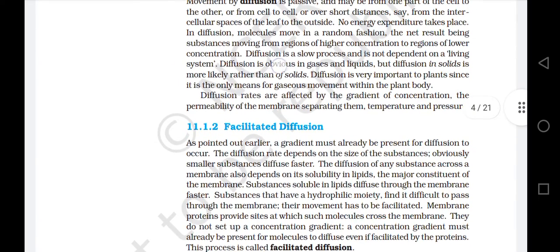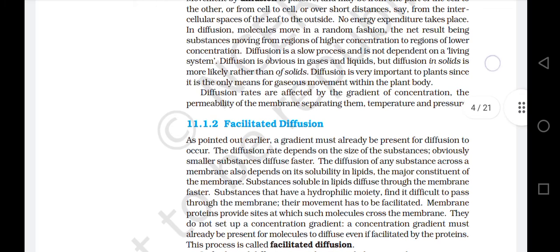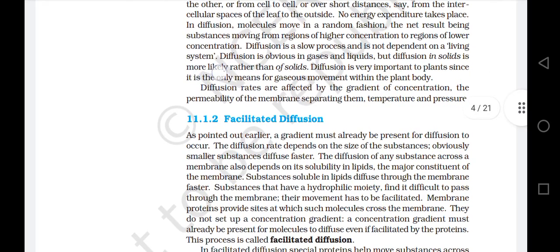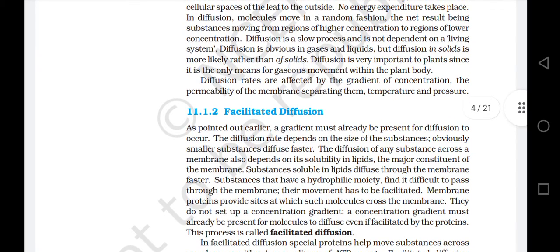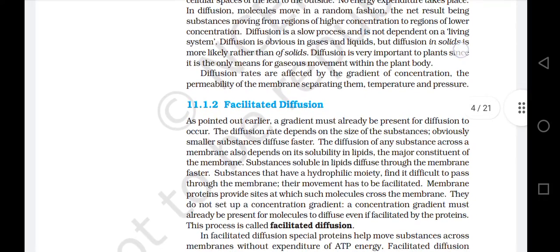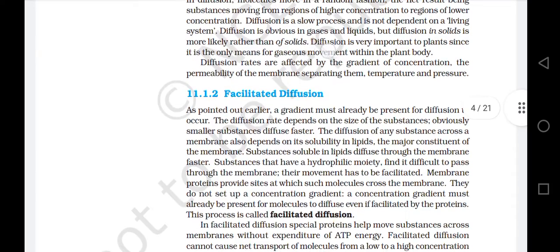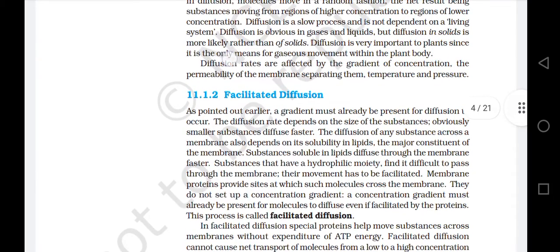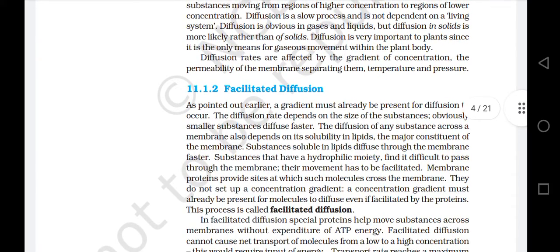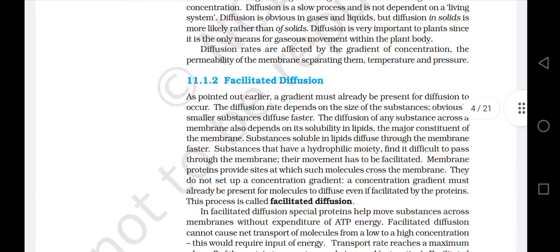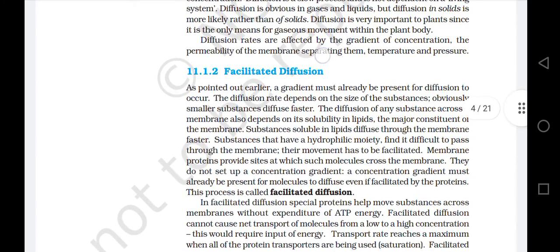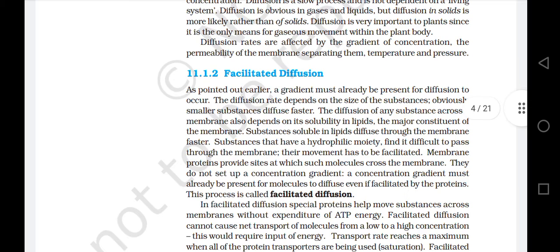Diffusion is obvious in gases and liquids, but diffusion in solids is more likely to be that of gases or liquids through solids rather than of solids. Diffusion is very important to plants since it is the only means of gaseous movement within the plant body. Diffusion rates are affected by the gradient of concentration, the permeability of the membrane separating them, temperature and pressure.